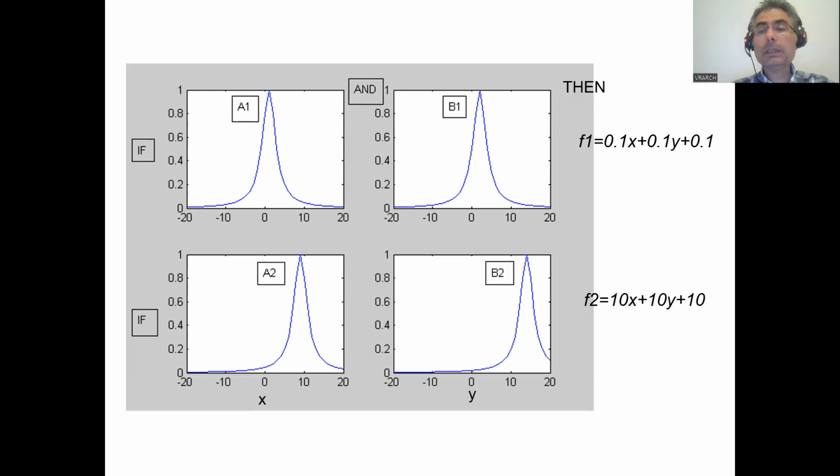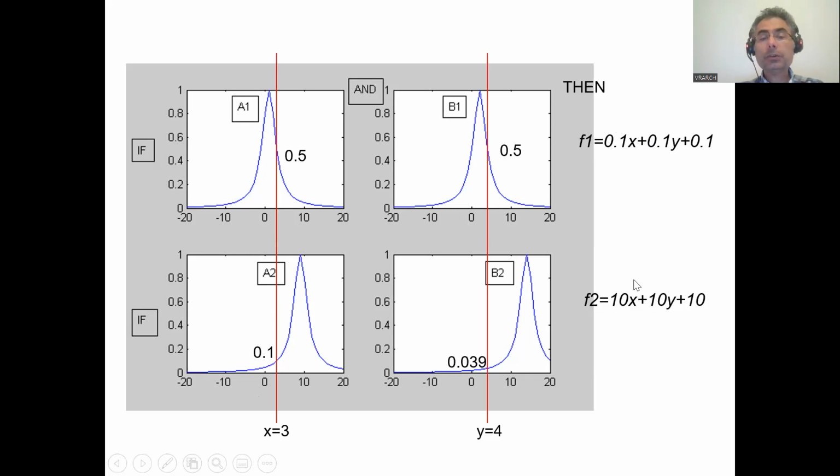So let's assume that these are the membership functions we got for the first rule and the second rule for parameters x and y. This is the if part, connected with AND, and then the then part, because this is the first order Sugeno model, so the output is defined using a linear equation here. Let's say we are given values x is 3 and y is 4, and we are asked to find the output. So what would be the output?